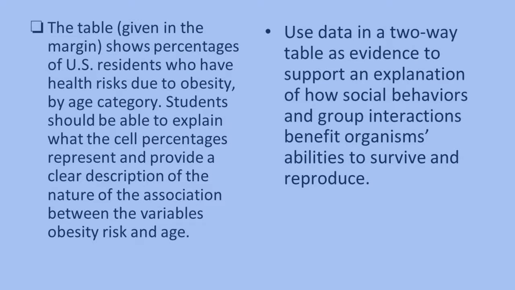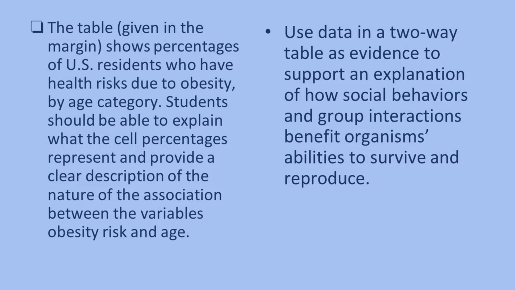All right, for our next round, we have option number 1 on the left. This table, given in the margin, which I'm sorry I didn't have room on the slide to share with you, shows percentages of U.S. residents who have health risks due to obesity by age category. Students should be able to explain what the cell percentages represent and provide a clear description of the nature of the association between the variables obesity risk and age. Sorry, that was a long one.